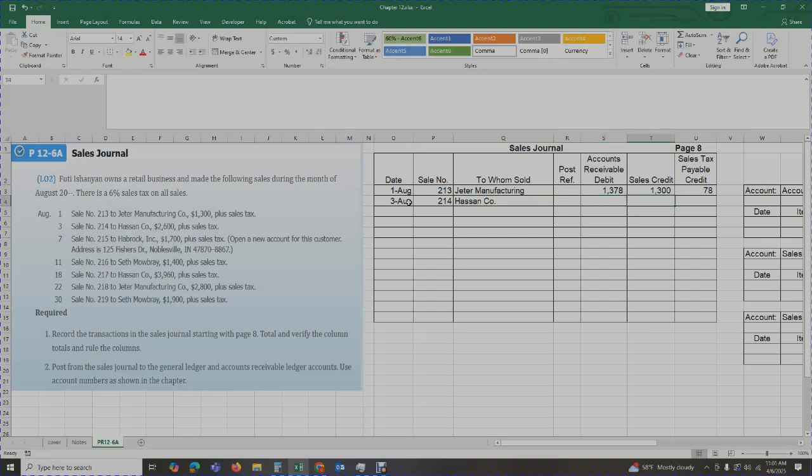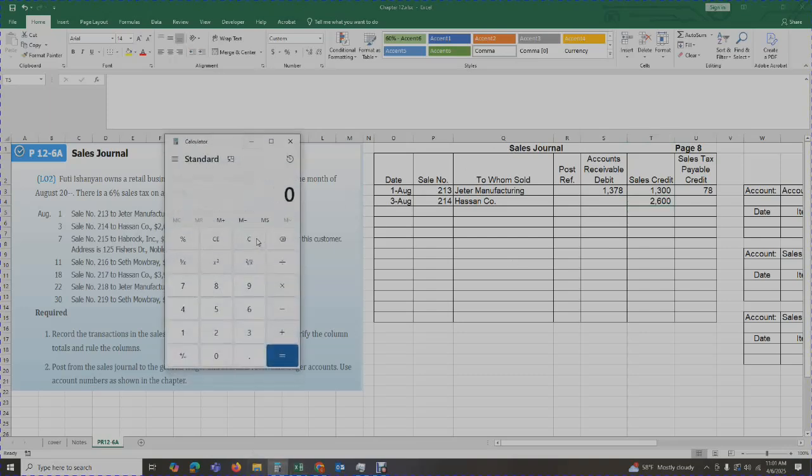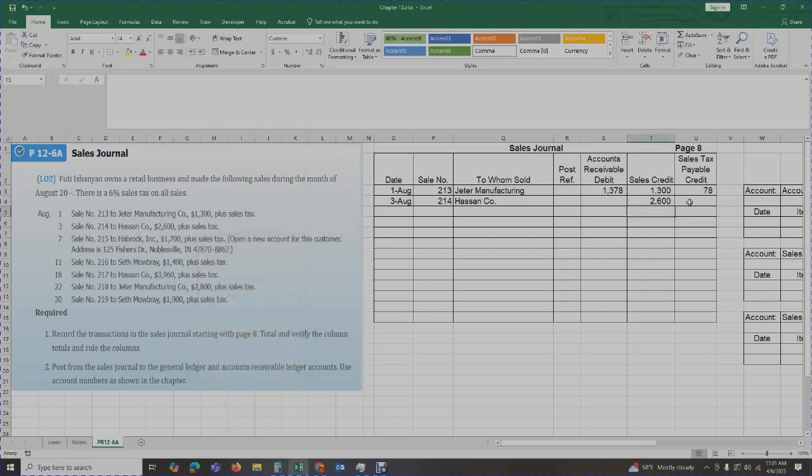The amount of the sale always goes under the sales credit. So we are selling $2,600. We're going to get our calculator out. 2,600 times 6% will give me taxes of $156. So the amount I'm going to collect from Hassan is $2,756. That is my sales plus my taxes.